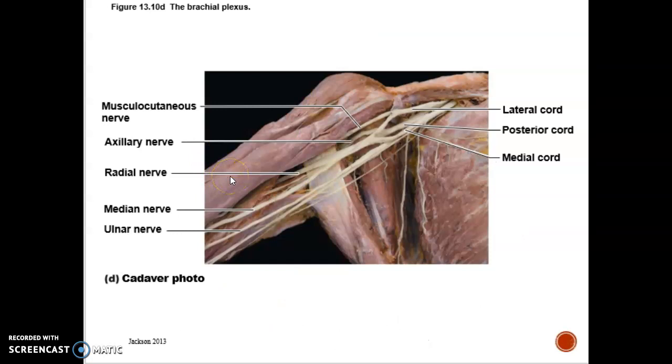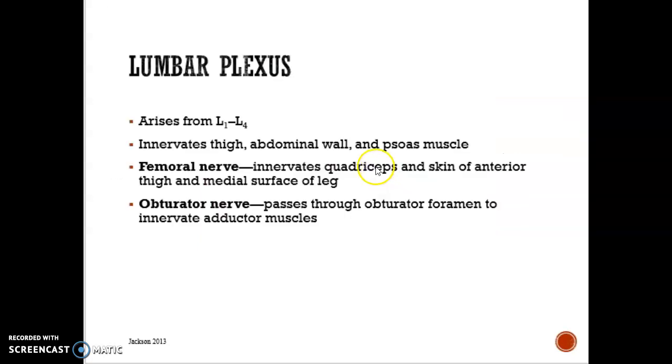This is a beautiful cadaver photo that was in your textbook. I decided to put it in here because I thought it was really useful. If you look, you can see the actual cords coming down out of the shoulder region that split into trunks and then, of course, into divisions. Really neat to see that actually in our bodies.